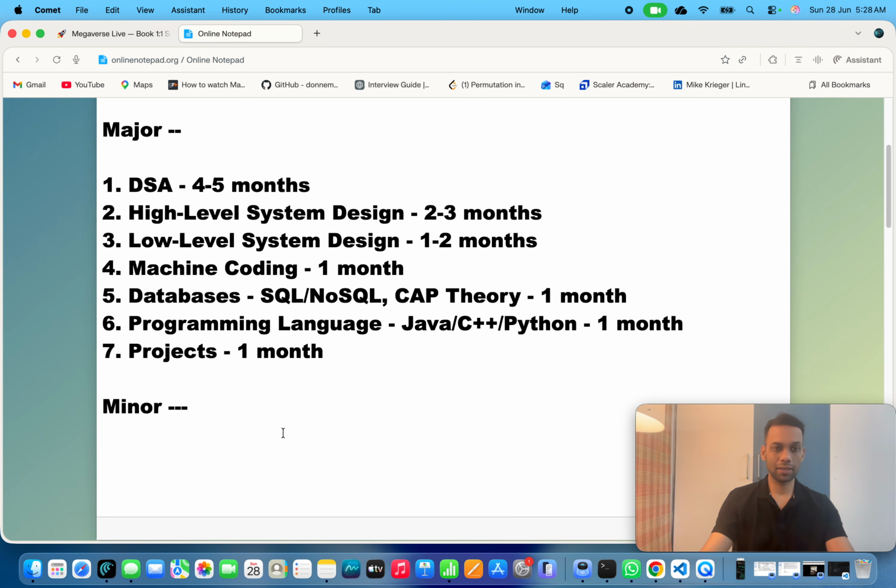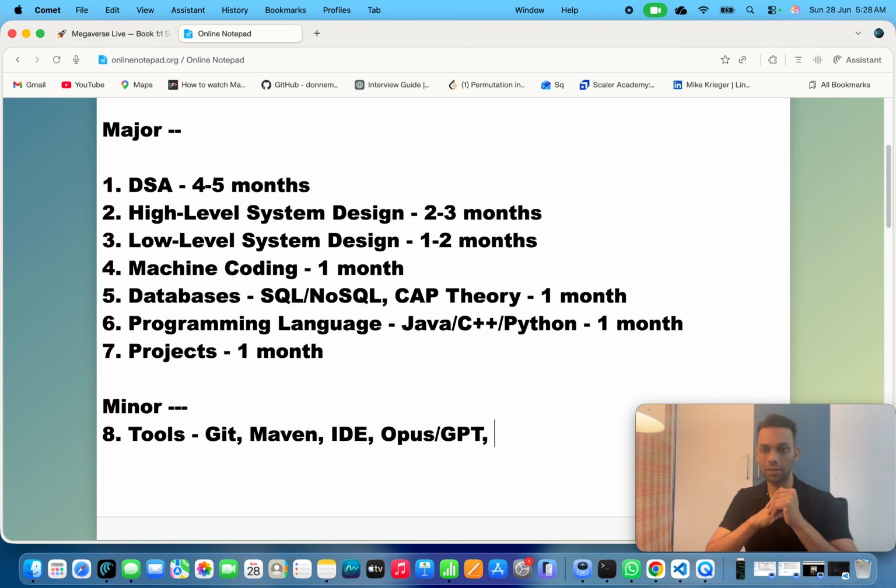So the minor one, the 8th point, is your tools. By tools, I mean if you are already SD1, you should be aware of basic tools like Git, Maven, the build tool, some IDEs, right? Now there will be so much programming based on models, so you should be aware of what models to use and prompt engineering. Maybe Opus is one of the models, GPT, whatever you are using, you should be aware of those models. What are the pros and cons of them?